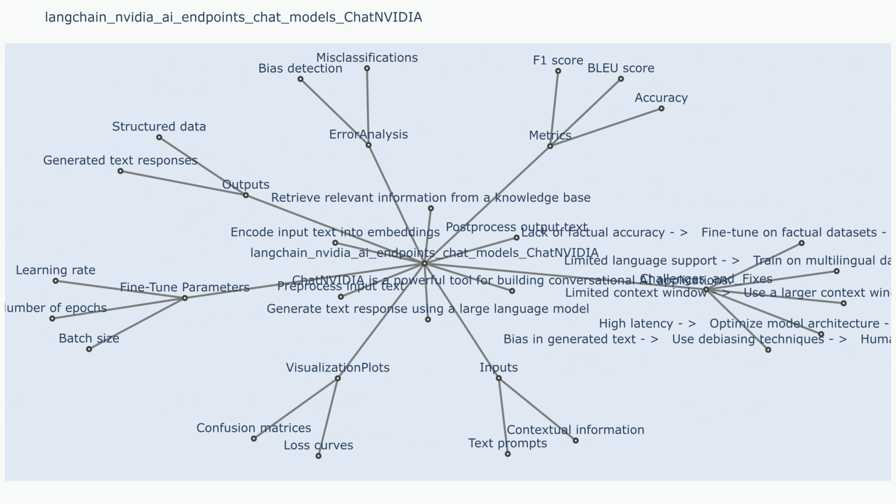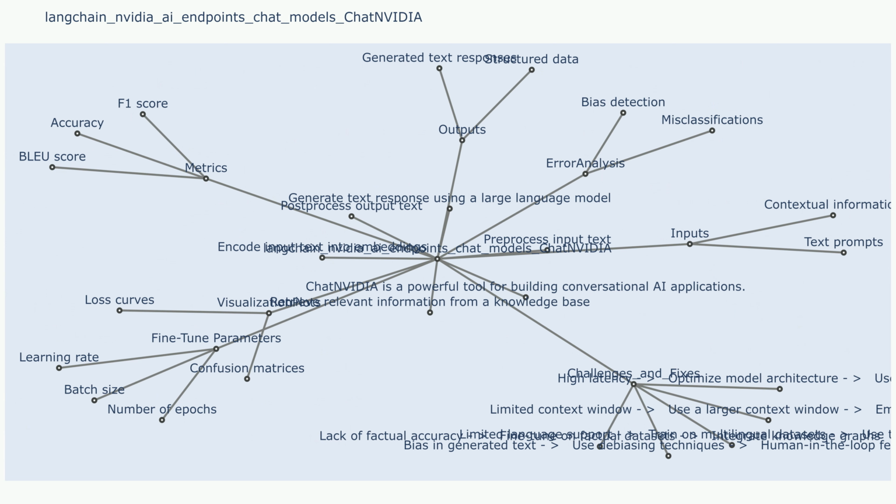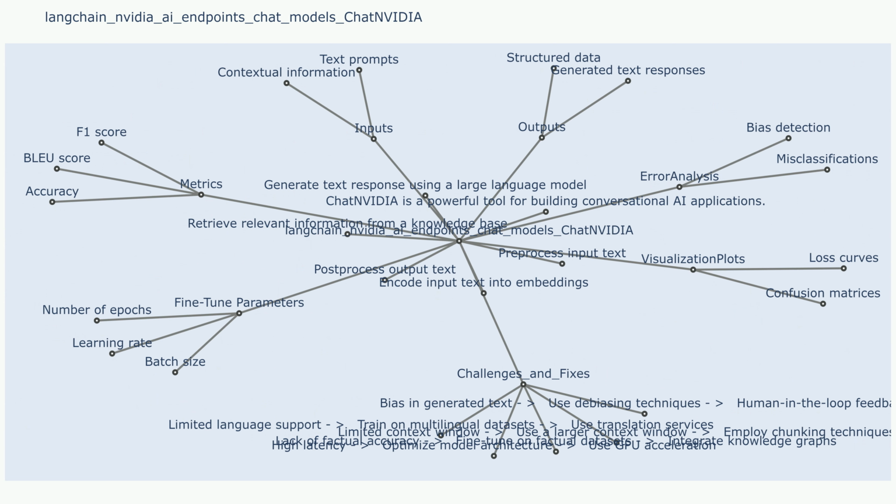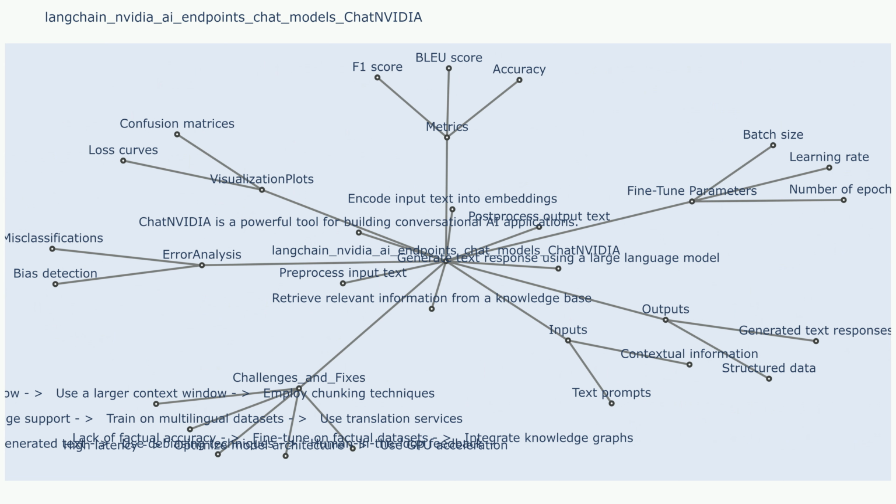Steps. The input prompt is sent to the Chat NVIDIA model. The model processes the prompt and generates a response based on its training data and understanding of language. The response is returned to the user. Metrics. Accuracy: the ability of the model to provide correct and relevant information in response to various prompts. Fluency: the smoothness and naturalness of the generated text, ensuring that the output reads like human written language. Coherence: the logical consistency and flow of the generated text, making sure the response makes sense in its entirety.